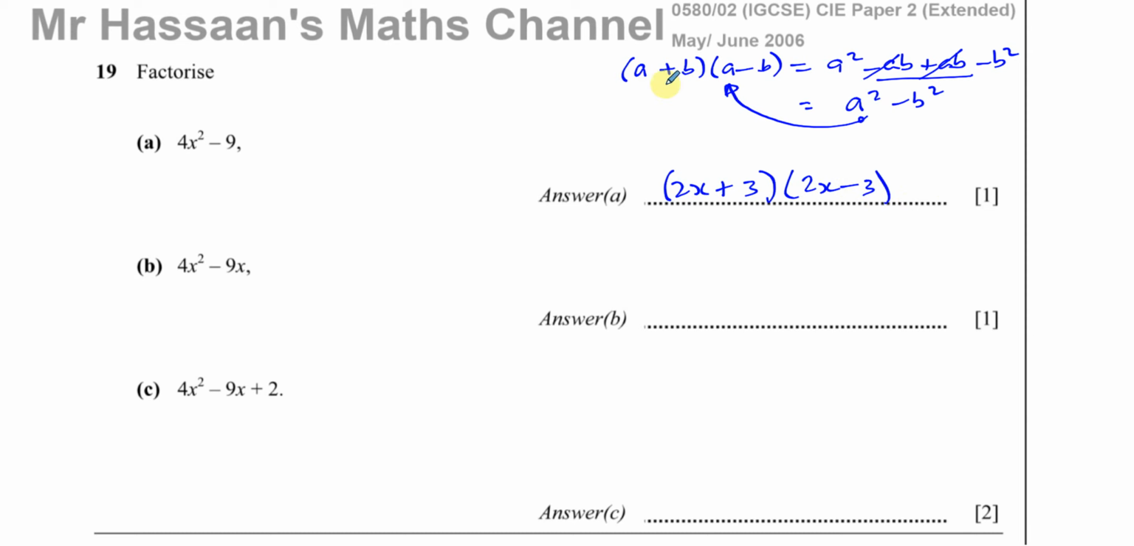So this pattern, found by recognizing what happens when we expand, helps us to do the reverse, which is to factorize. This is called a difference of squares. So there's part A completed.